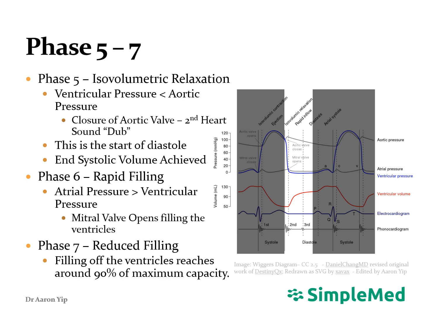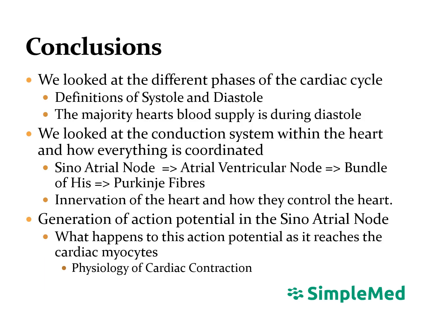At phase 6, we have rapid filling. As you may remember, the venous blood is already returning to the atrium. Eventually, the atrial pressure overcomes the ventricular pressure, and so blood fills into the ventricles. Phase 7 is the last phase of the cardiac cycle. Once the filling reaches around 90% of the maximum capacity, the cycle begins again back to phase 1, atrial contraction, which accounts for the final 10%. And that leads us to the end of the lecture.